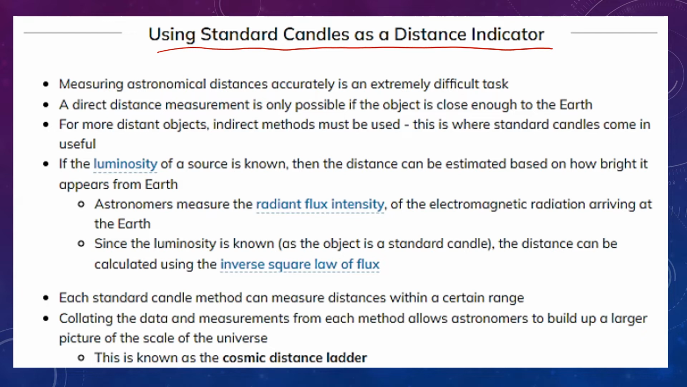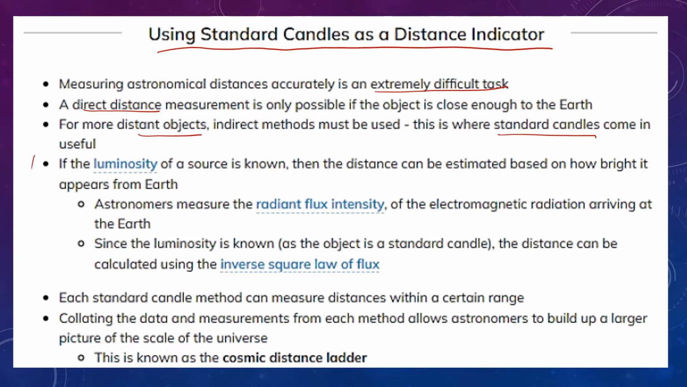Now we'll look at how we have discussed the Cepheid variable and the supernova, and what were those? Those were the standard candles. A standard candle is a thing which has a known luminosity, like we know their luminosity value L. So now how will we use that to measure the distance? Measuring astronomical distances accurately is very difficult, because we can't use direct distance measurement, because things are very far away from the Earth. So for very distant objects, we use the standard candle method.